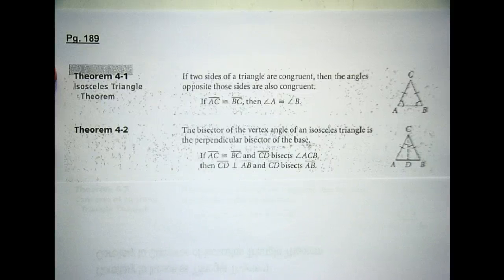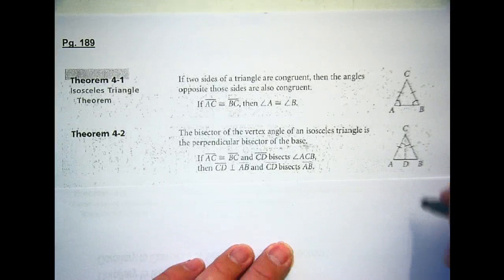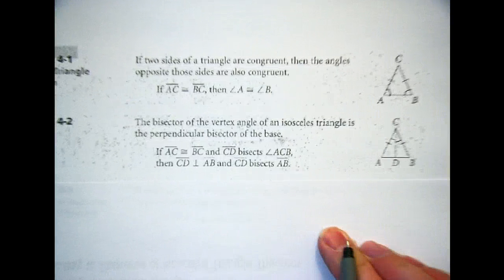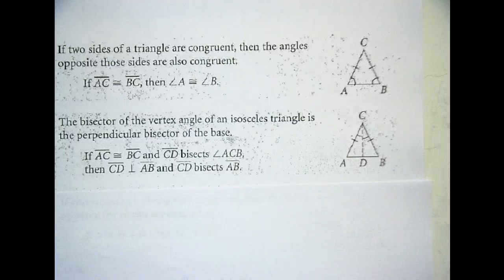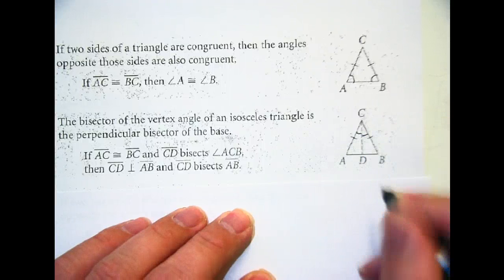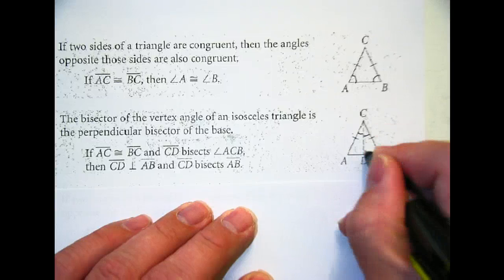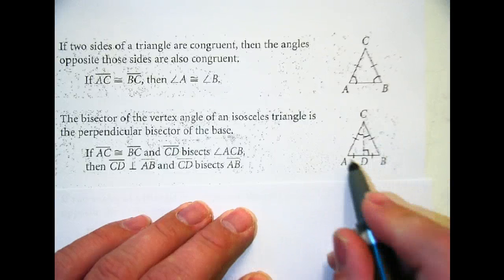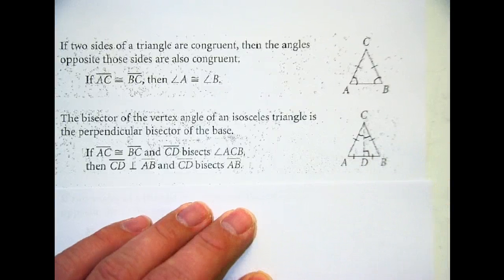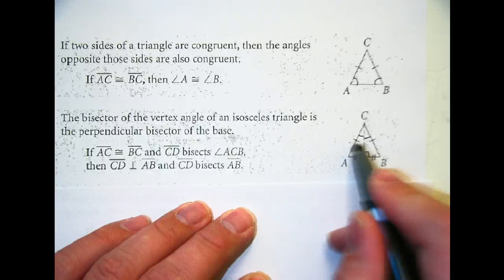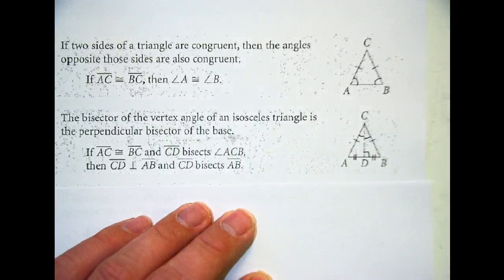Theorem 4.2, the bisector of the vertex angle of an isosceles triangle is the perpendicular bisector of the base. So if I have this triangle, this theorem states that if I cut my vertex angle in half, that means that angle is congruent to that one, and we're in an isosceles triangle, then that bisector is going to intersect the base at a right angle, and it's going to cut that side in half. So AD is congruent to DB there. Okay, and I'd actually need to have two markings here versus one, because it's not necessarily congruent to that side. Okay, so another theorem there.